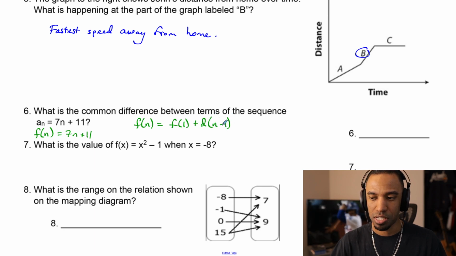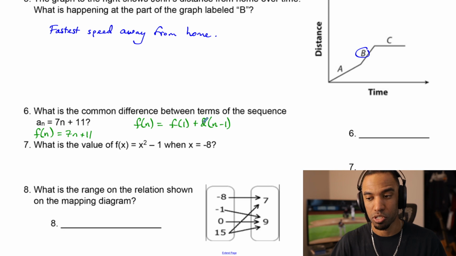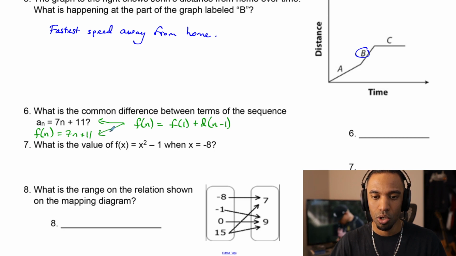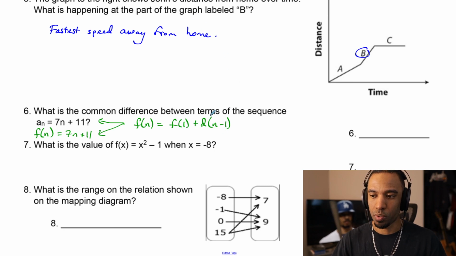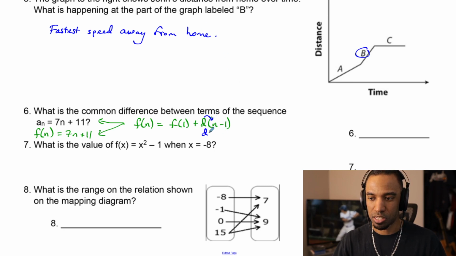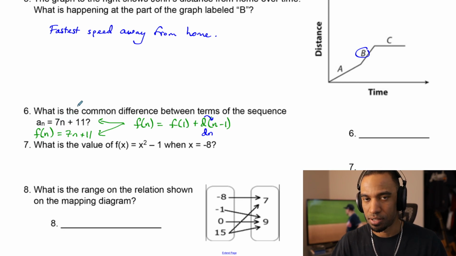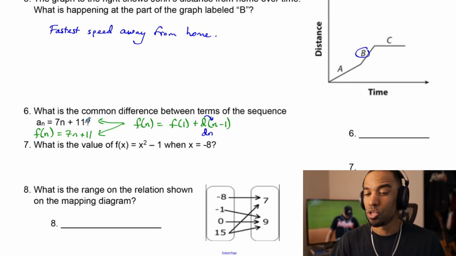F of 1 plus d times n minus 1, value of the first term plus common difference times n minus 1. And when we clean it up, it kind of looks to be in this form that you see here. Now, d, when it distributes with the n, you can see that you get a term eventually that says d times n. Whatever's multiplying with n is d. That is your common difference. And if you're uncertain of that, you can start trying to build some terms and see if it works out.